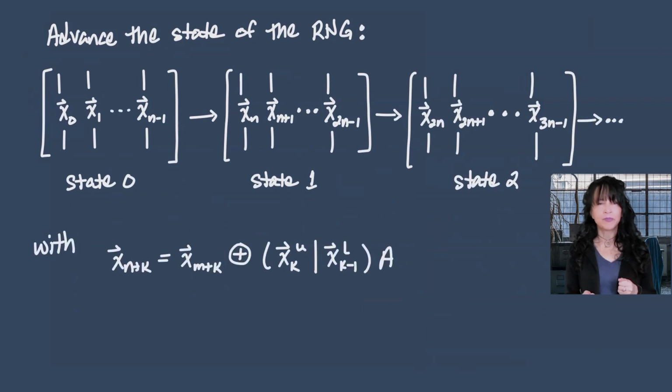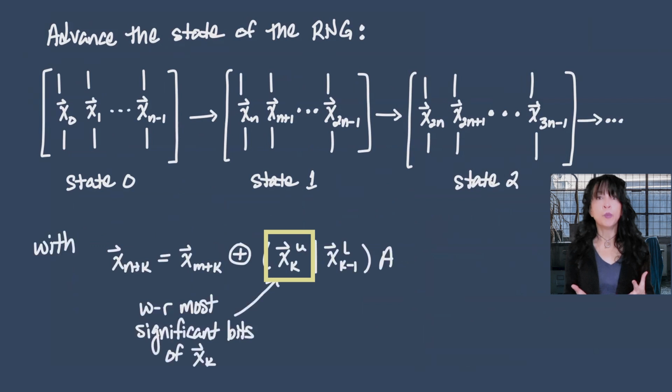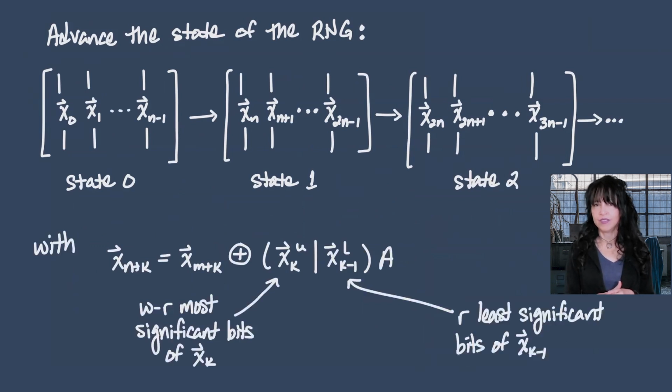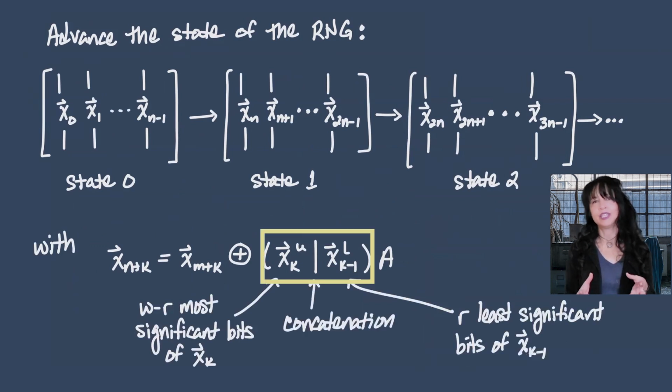What are we adding to this? Just look at this thing in parentheses. This vertical line is a concatenation operator. And so this xk with a u up here is a number of upper bits from the xk vector. And this xk minus 1, with an L up here, I know my handwriting's not that great, is a vector of least significant bits of a vector from the state 0 matrix. In particular, we take w minus r of the most significant bits, where r is, guess what, another parameter that is given in the paper, and r least significant bits of another vector, so that in total, when we concatenate them, this is a vector of length w.